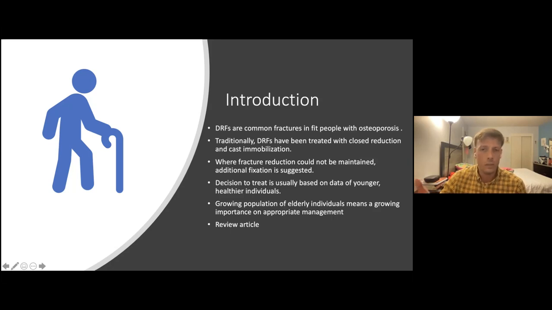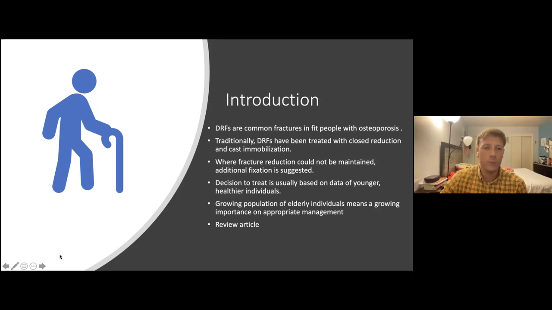Traditionally, this study was in 2011, so I'm guessing years before that, DRFs were treated with closed reduction and cast immobilization in elderly patients. If the fracture reduction couldn't be maintained, then an additional type of fixation was suggested. Often the decision to treat was based on data presented with younger patients, and with a growing population of elderly patients, it's becoming more and more important to determine appropriate management of these patients.